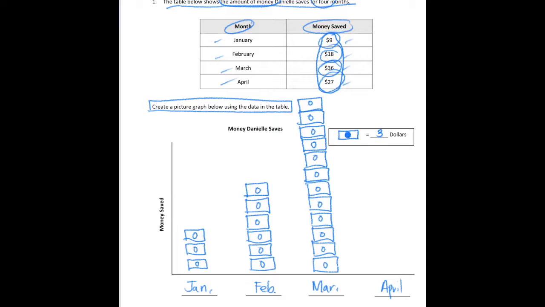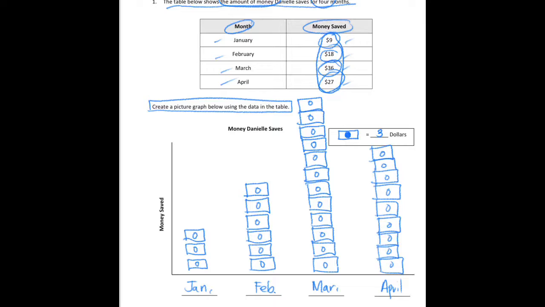Next is April, 27, which is 3 times what is 27? That is 9. That's why, boys and girls, we have to make sure we practice our multiplication facts and division.